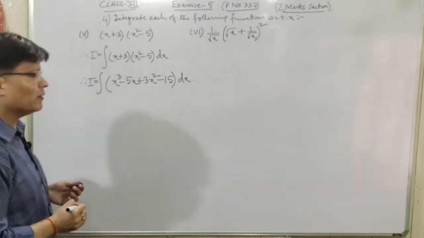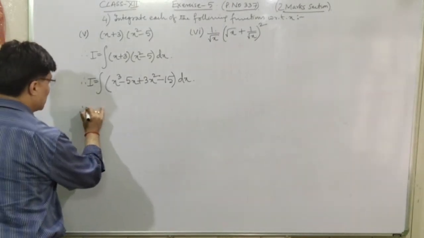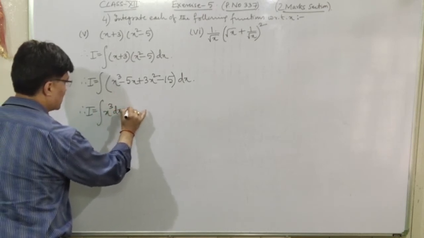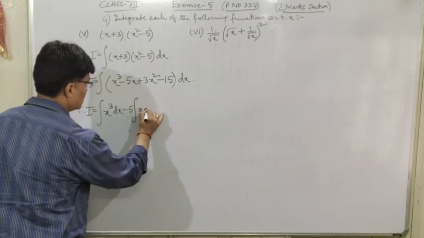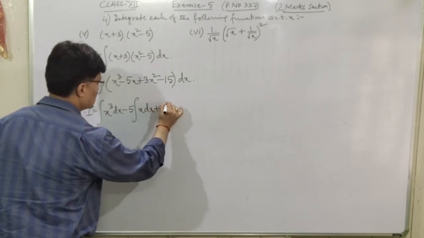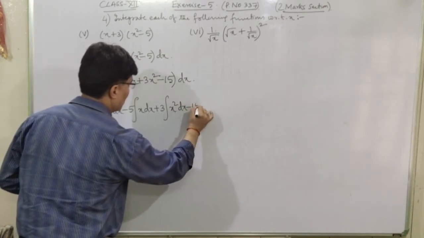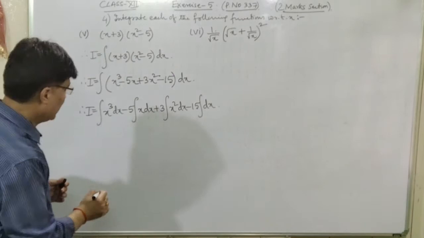So I think you have understood it. So let us separate the terms and then integrate. I is equal to integration of x cube dx minus 5, which is constant and is taken outside, integration of x dx plus 3 integration of x square dx minus 15, then integration of dx, right?